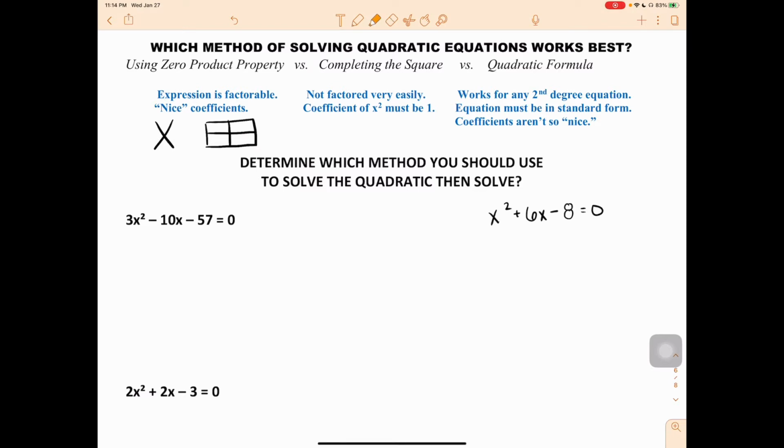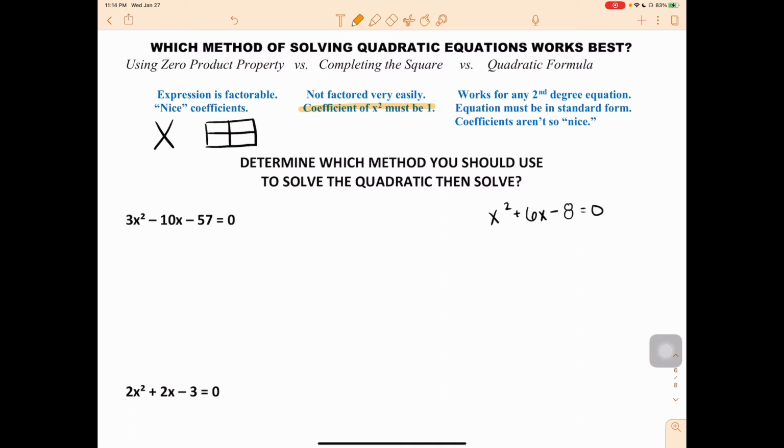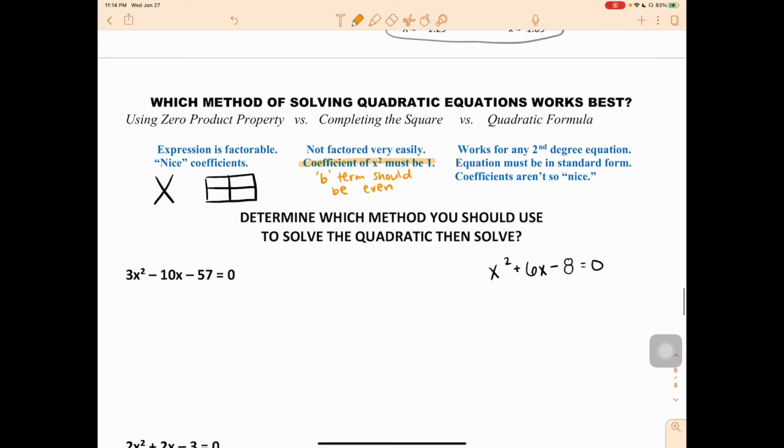Well, there are two things that are super important. The coefficient of x squared must be 1. And I'm going to add a little thing here to make your lives easier because I know a lot of you don't like dealing with fractions. So your b term should be even. It does not have to be. It would still work if it was odd. But the b term should be even. So like 2, 4, 6, 8, 10, etc.